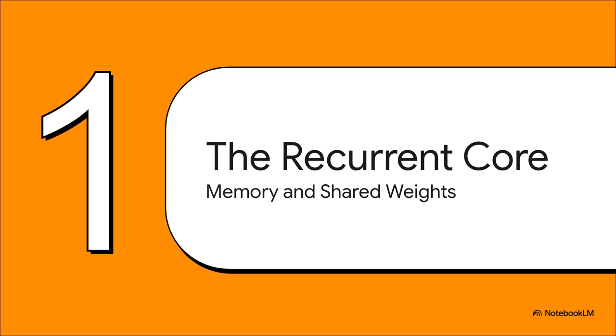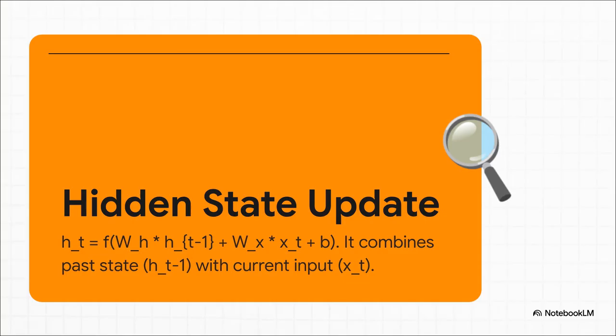Okay, first things first, what actually makes an RNN recurrent? What's the secret sauce? Well, it all boils down to this one elegant little mechanism at its core. So let's zoom in and put it under the microscope. This equation right here, this is the engine of the whole operation. Seriously. But don't let the symbols intimidate you. It's basically just a recipe for updating memory.